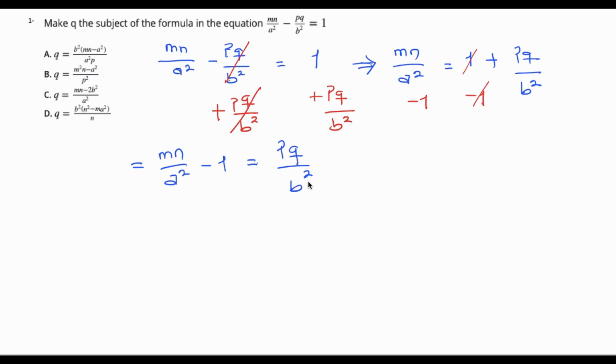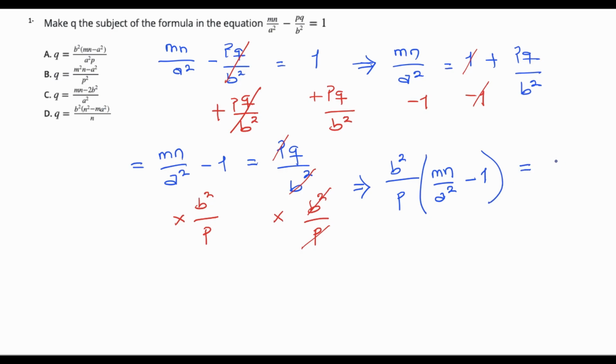To do that, we can multiply both sides by b squared and divide by p. So if we do that, we would have this side multiplied by b squared divided by p, and this side multiplied by b squared divided by p. So b squared in the numerator cancels out the b squared in the denominator here, and p cancels out p here. So we're left with q on this side alone. And if we multiply this by everything here, our new equation becomes b squared over p multiplied by mn over a squared minus 1 equals q.